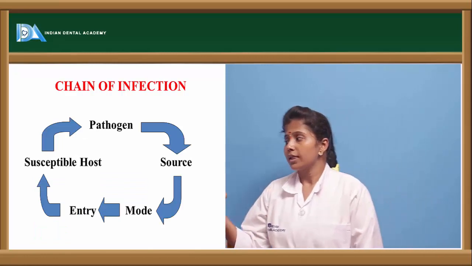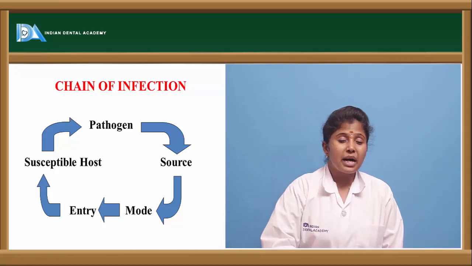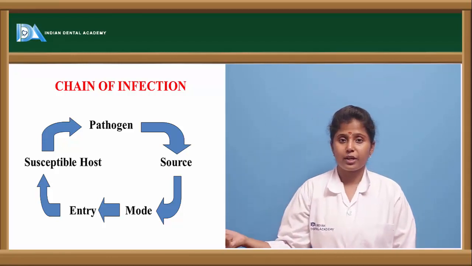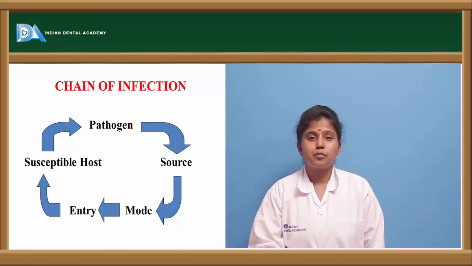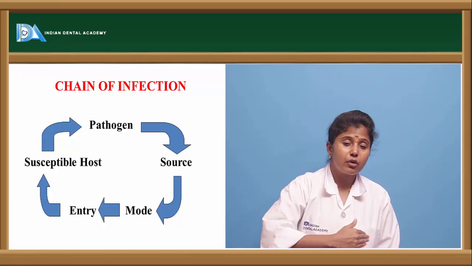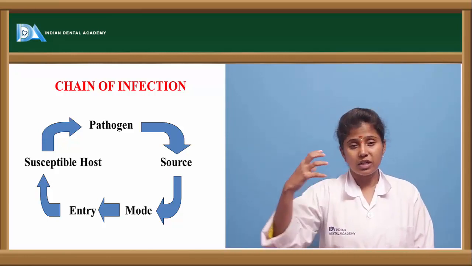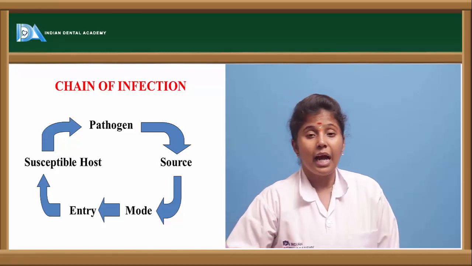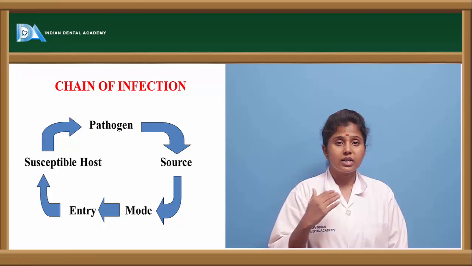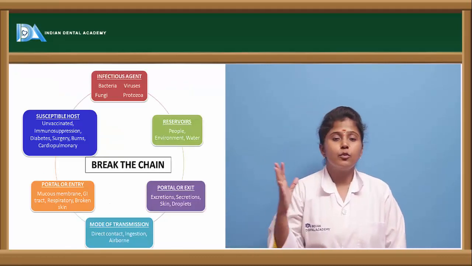Let us see the chain of infection. So here, from the susceptible host, the pathogen may enter into the healthy personnel, or from the source of infection it may spread through various modes, and thereby the microorganism will enter into the healthy person. So it is a chain. First, the microorganism stays in the host cell, and from the host cell it enters into the healthy organism through various modes of infection. We have to break this chain.